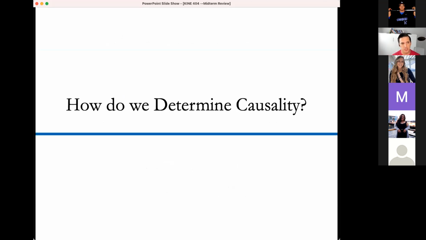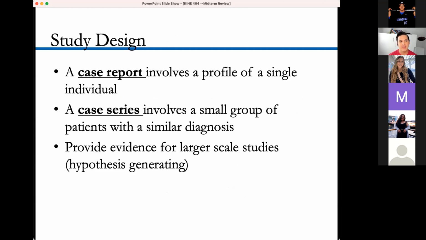And then how do we determine disease causality? And that is through study design. So we have so far talked about 4 different types of studies, or really 3, since case reports and case series are related to each other. So make sure you know the differences between a case report, a case series, a cross-sectional, and an ecological study.